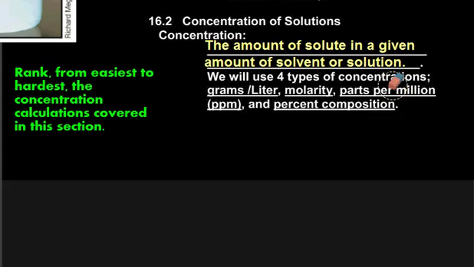And we use four types of concentrations in our chemistry class. We use grams per liter, which is pretty straightforward. Molarity, which has to do with moles. Parts per million, which seems pretty straightforward, and it is, but it's a new form that maybe you haven't heard of before. And then percent composition.